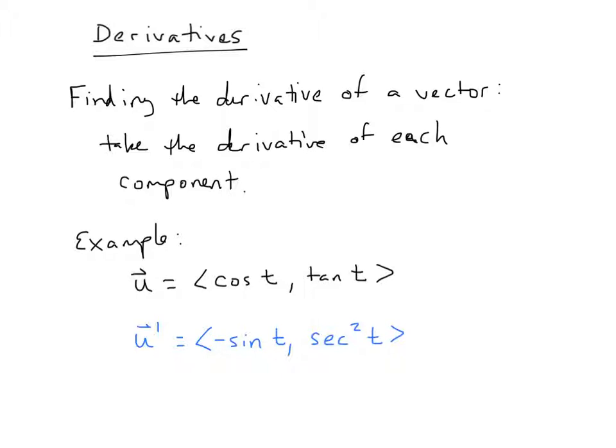Alright, so if we have the vector u where u is cosine of t for the x component and tangent of t for the y component, we want the derivative of the vector. We just take the derivative of each part. So basically this is dx/dt and this is dy/dt, just very similar to how we have parametric equations. But instead of finding dy/dx, we just leave it as its separate components like this.